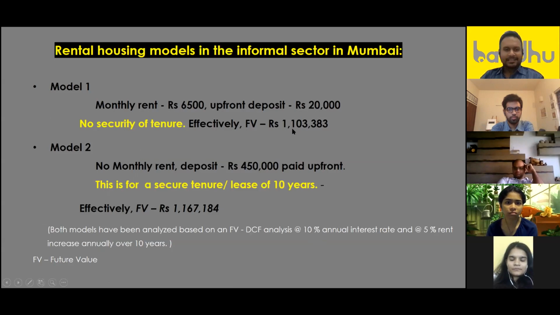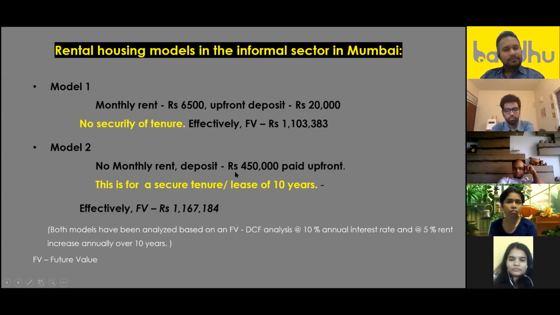11 lakhs. The second model that goes around, because the risk here is you can be thrown out of your apartment or your kholi anytime. There's no guarantee, no security. So based on that, your job might be affected, your kid's school might be affected. So everyone is looking for more permanence, more surety, right?